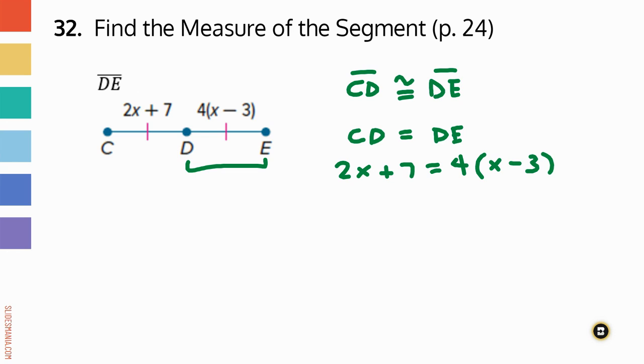So in order to solve, the first thing I need to do is distribute. So I'm going to take the 4, which is outside of the parentheses, and multiply it by the stuff inside the parentheses. So I have 4 times x, which is 4x. And then 4 times negative 3 is negative 12. And then the other side is just going to come down.